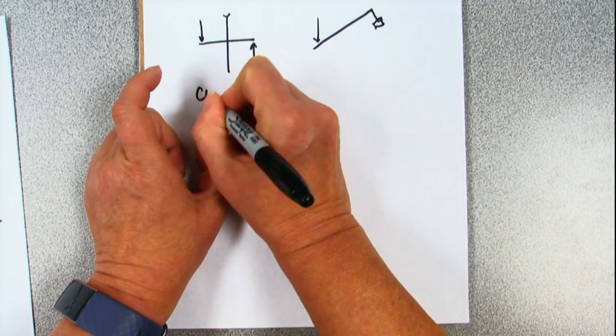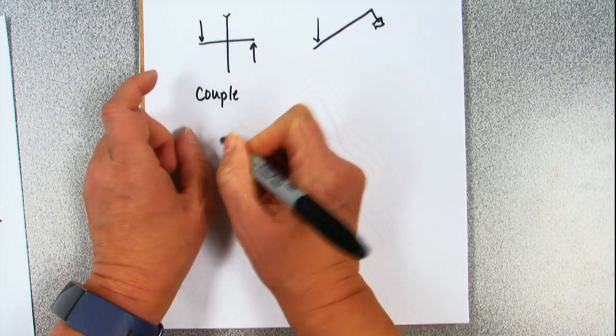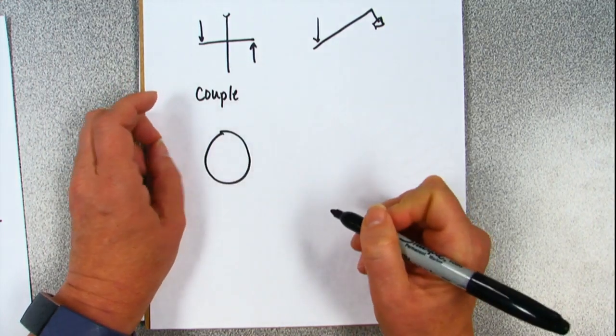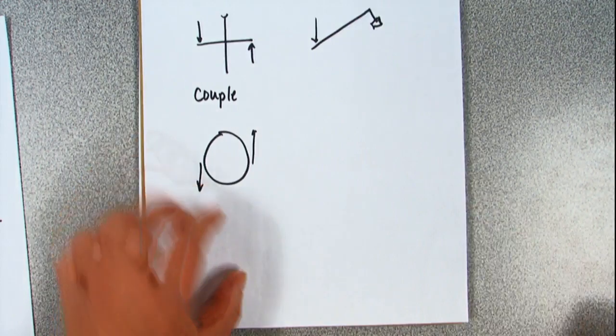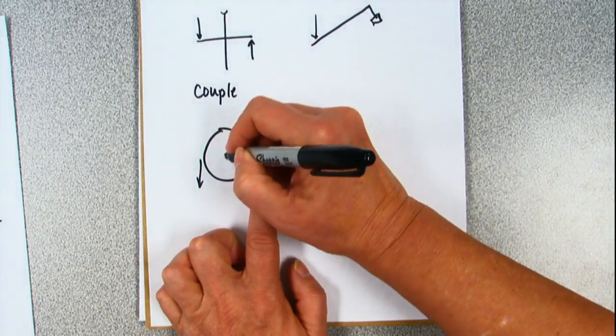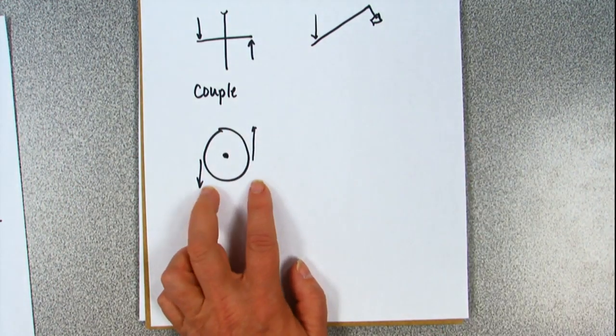This is what they call in engineering a couple. And this is the same kind of thing as if I'm taking a wheel and turning the wheel like this and applying the force like this around the center point. So that's one of the things.